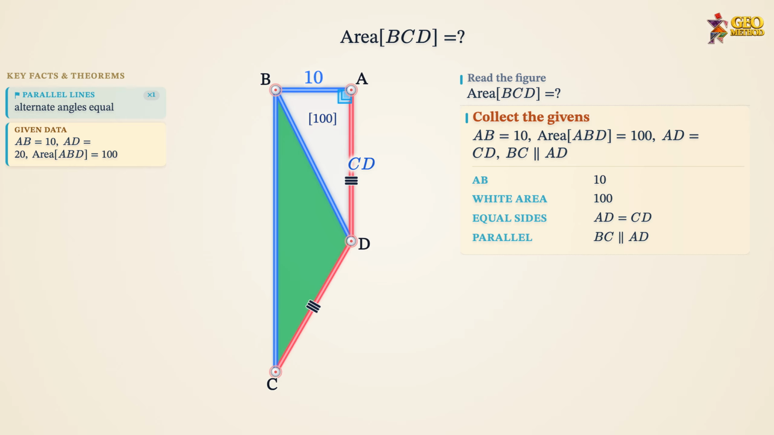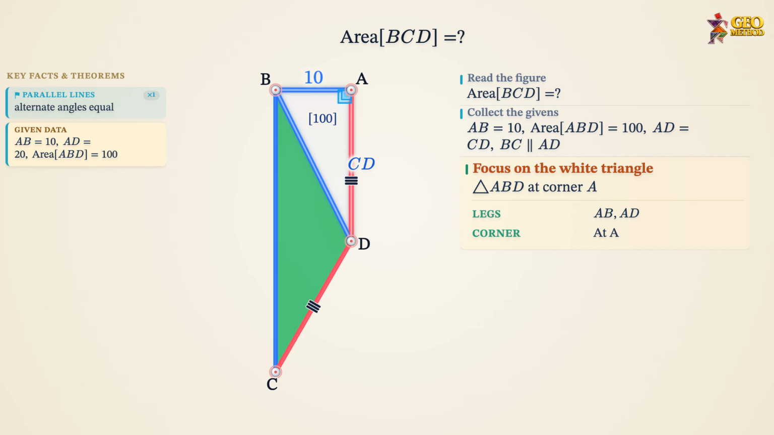Here is what is actually given. Segment AB is 10, the white triangle ABD has area 100, segment AD equals segment CD, and segment BC is parallel to segment AD. The right angle at A is marked in the figure.